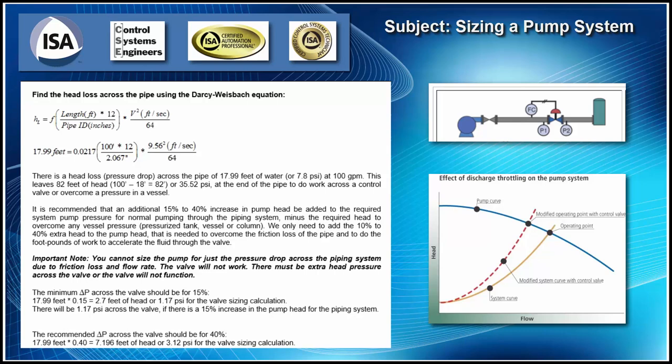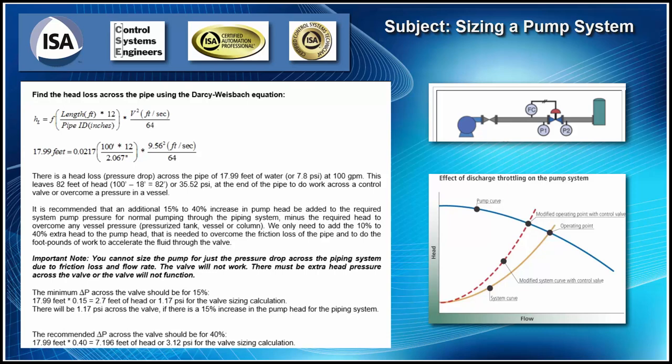Okay, now we have to calculate our head loss. To calculate our head loss, we use the Darcy-Weisbach equation, and our head loss will equal the friction factor times the length in feet divided by the pipe ID in feet. So we multiply by 1 over 12, the 12 comes to the top, and so we get this formula. We've gone through this already in math. So the head loss equals our friction factor times our length in feet times 12 divided by the pipe ID in inches, times the velocity squared in feet per second divided by 64, which is 2g.